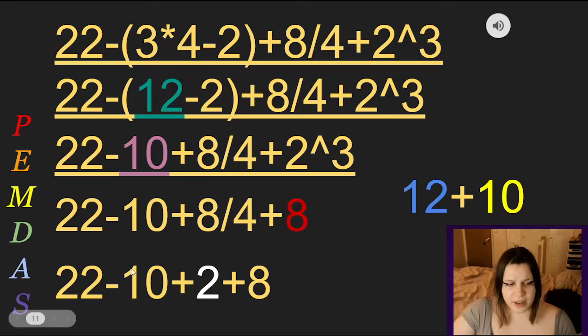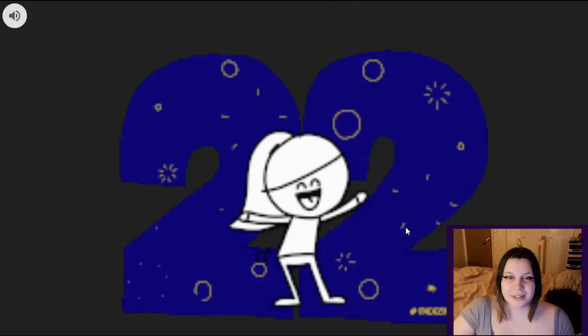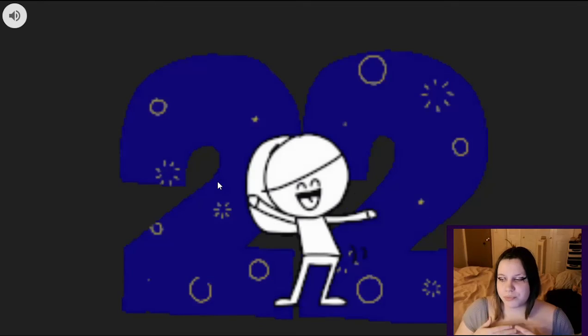Because we're going to still get 22 minus 10 is 12. 2 plus 8 is 10. Giving us 22. If you just follow the steps and remember PEMDAS, there's pretty much no way to go wrong on the order of operations.